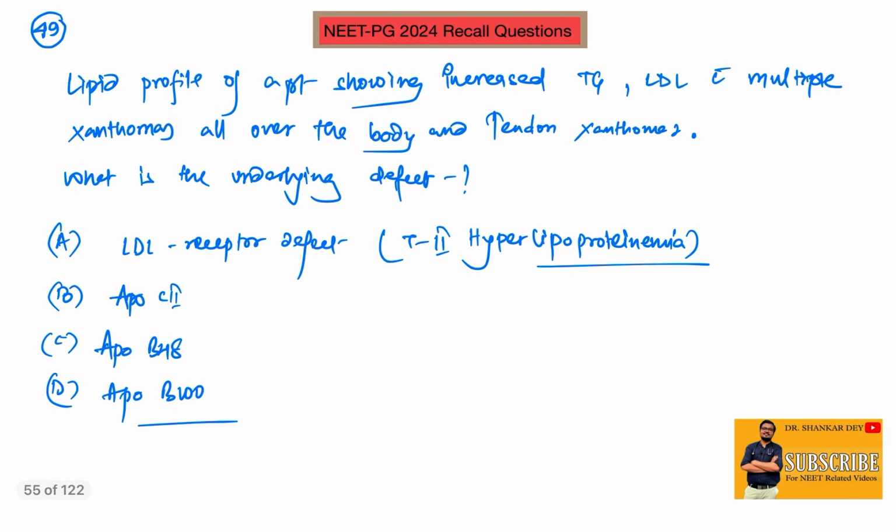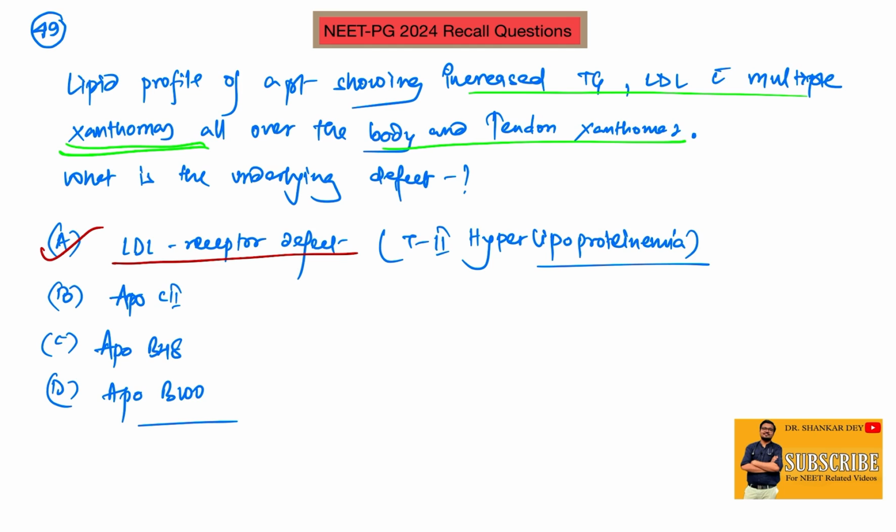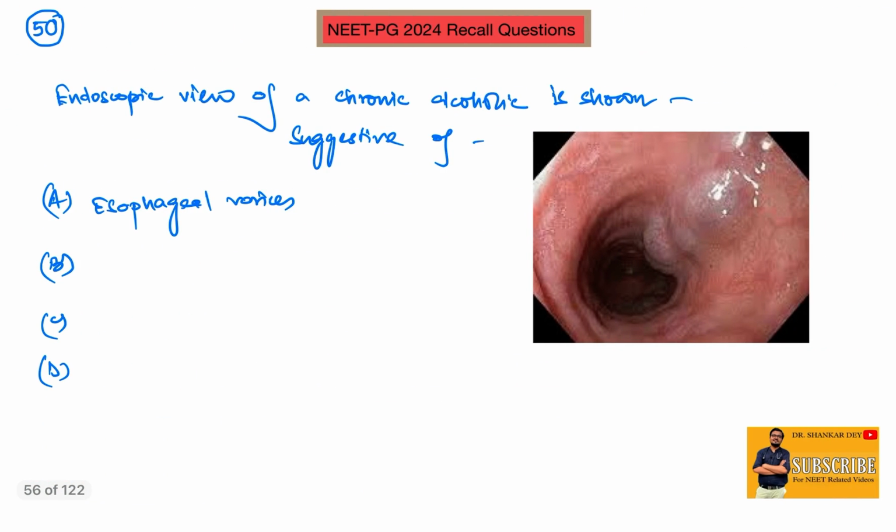Coming to question number 49, lipid profile of a patient showing increased triglyceride and LDL with multiple xanthomas all over the body and tendon xanthoma. What is the underlying defect? It can be LDL receptor defect, type 2 hyperlipoproteinemia. So multiple tendon xanthoma and soft tissue xanthoma with increased triglyceride and LDL is suggestive of type 2 hyperlipoproteinemia.